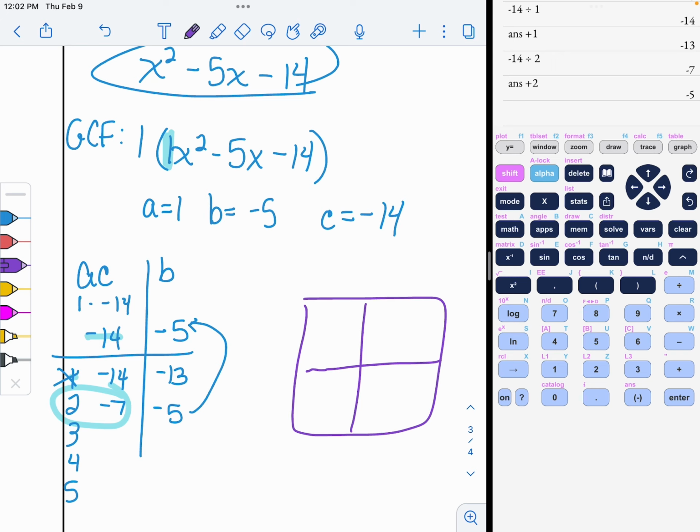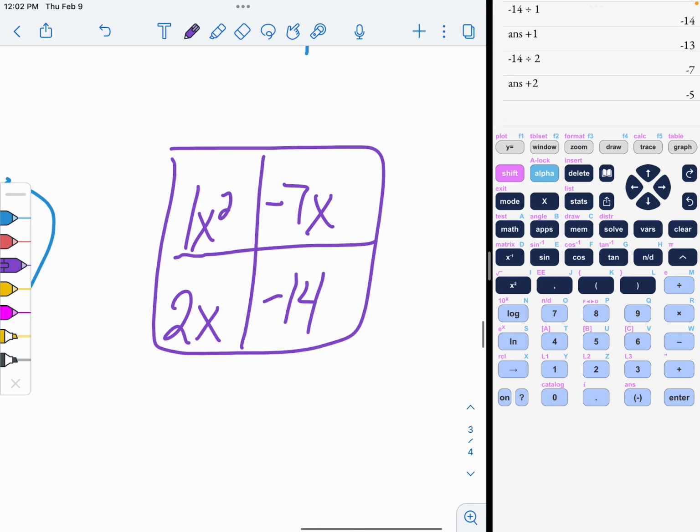The top left of the box comes from right here, 1x squared. The bottom right of the box comes from right here, negative 14. The catty corner, we'll move that over. The catty corner boxes are from my magic factors and half of the first variable. Tomorrow I'm going to put double variables in there for you. So this GCF coefficient is a 1 and a single x.